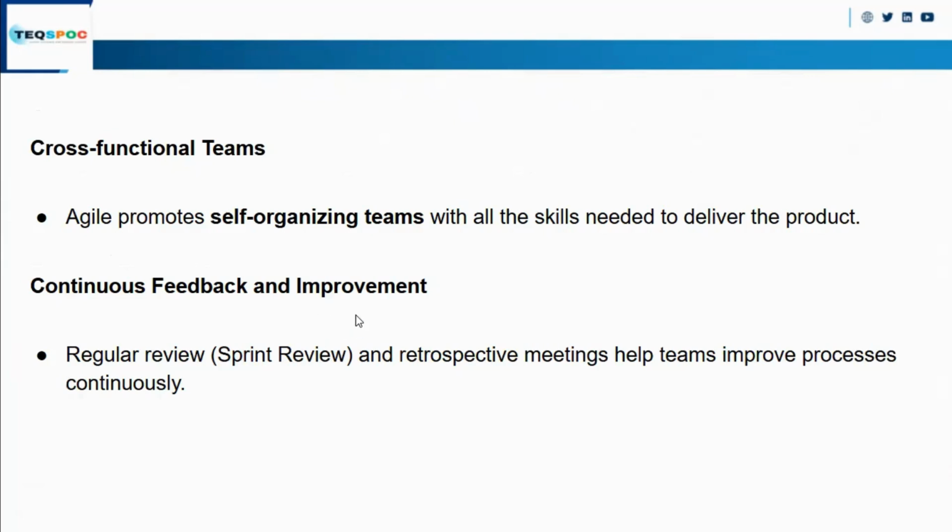So how are we getting this continuous feedback? With the help of several meetings inside Agile Scrum. There is the sprint review meeting, where the client will give feedback about the work the developer has developed, whether it is right or wrong.